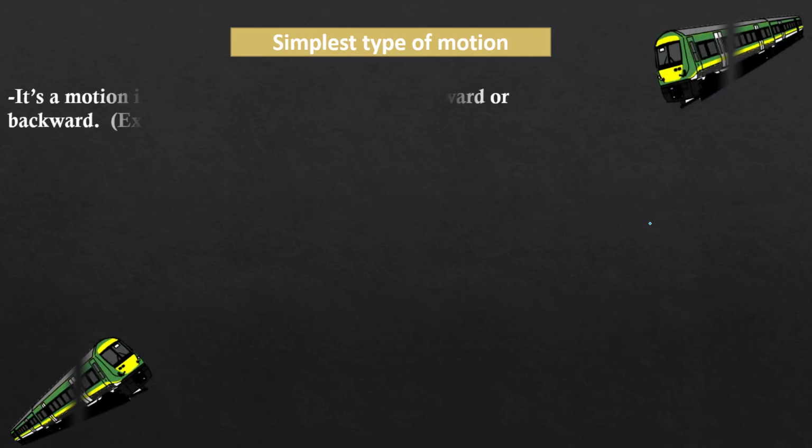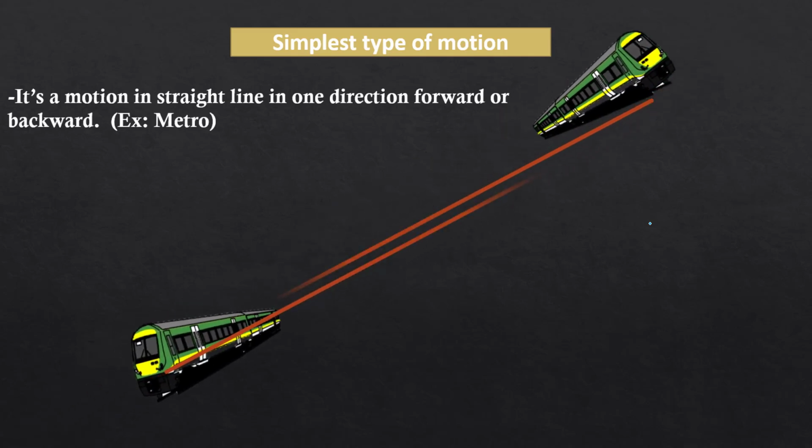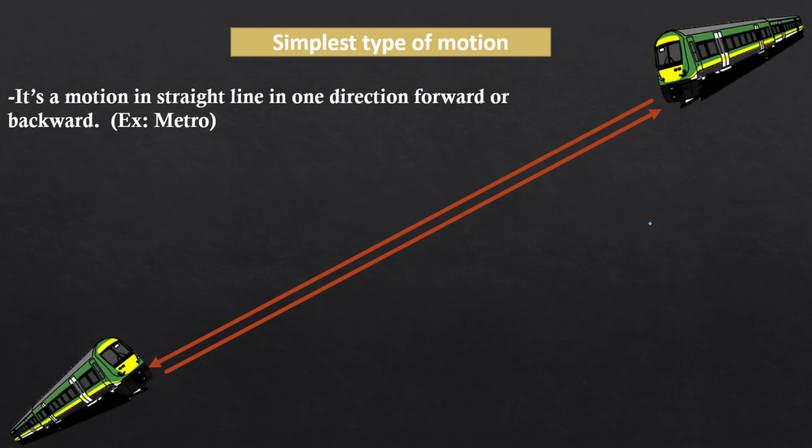Okay, let's talk more about the simplest type of motion. The simplest type of motion, of course, is motion in a straight line in one direction. Maybe forward, maybe backward, it doesn't matter, but the important thing is motion in one direction. And this is the name of our lesson today, motion in one direction. So the simplest type of motion is a motion in a straight line in one direction, like the motion of the subway or the metro or the train, maybe forward or backward. Okay.